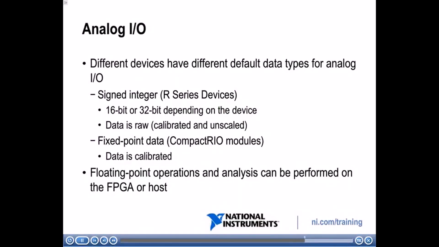Let's talk about analog I/O. Different devices are going to have different default data types for analog I/O. For example, if you're using an R-series device, the default data type is going to be a signed integer. You're going to have a 16-bit or 32-bit signed integer depending on which device you're using. For R-series, that data is going to be raw. It's going to be calibrated, but it's going to be unscaled.